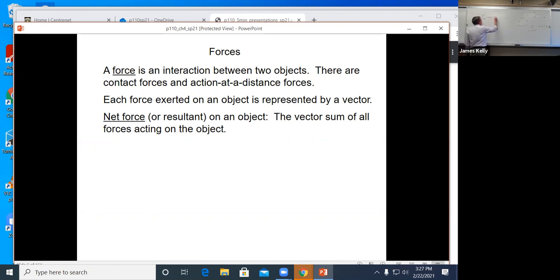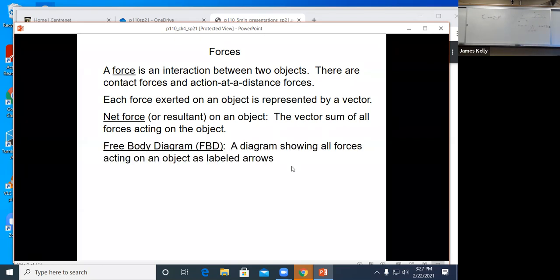Giancoli denotes it like this, the sum of the forces. So that Greek capital sigma means add them all up. Those two notations mean exactly the same thing. You'll see me switch between them.